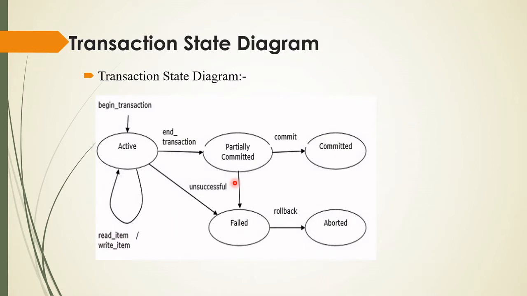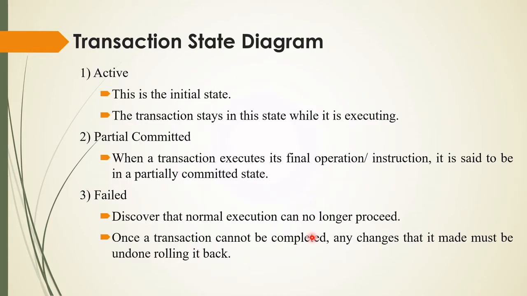So there are 5 states in the transaction diagram. First is the active state, the beginning of the transaction. When we are at the last step of our transaction, it is known as partially committed. After successful completion of the whole transaction, we are in the committed state. If our transaction is unsuccessful, then it is in the failed state. If it has failed, we roll back to our original state and we are in the aborted state. So these are the 5 states: active, partially committed, committed, fail and abort. So this is the transaction diagram.